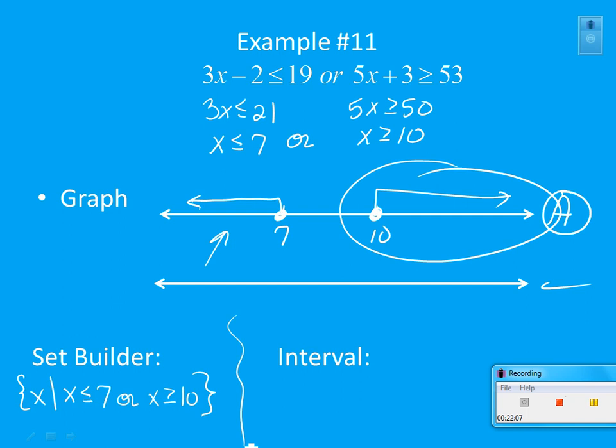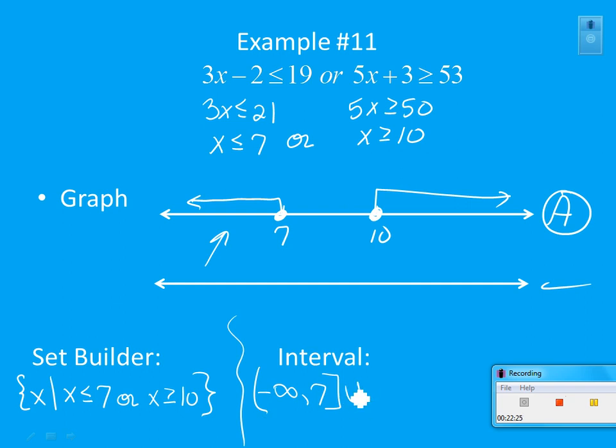In interval notation, though, there's 2 pieces to the graph, so 2 pieces to my solution. To do this piece, I need to go negative infinity to 7, bracket on the 7. The infinities always get a parenthesis, and then union, or along with 10 with a bracket to infinity. So there's what that one looks like.